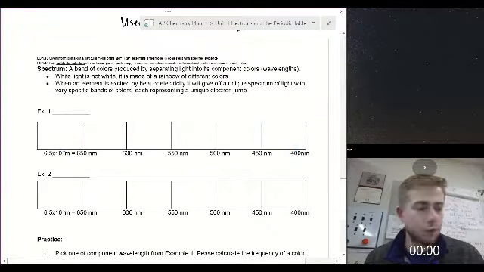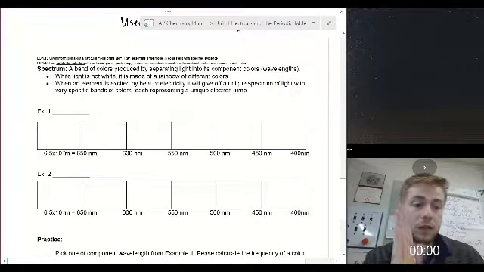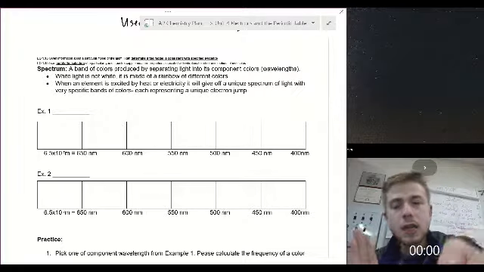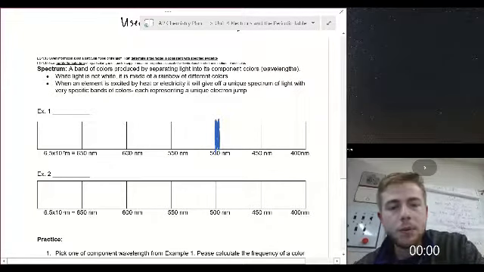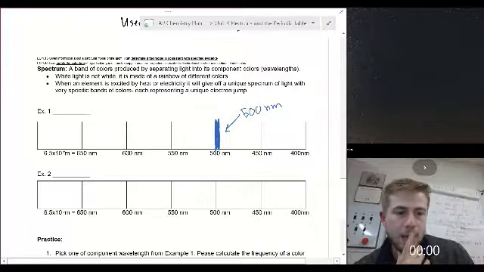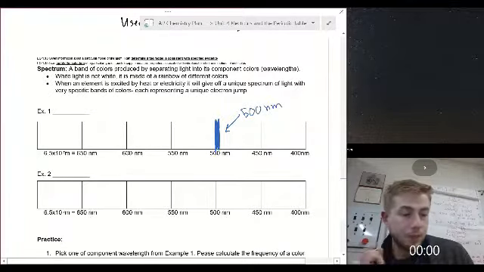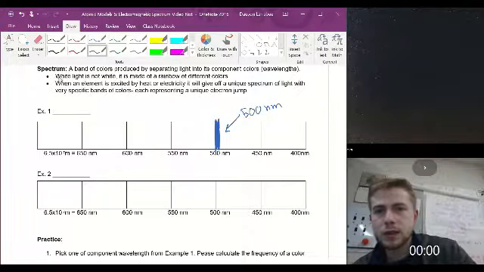spectrum. Okay, so for example, I saw a line at about 5, which means 500 nanometers. So I'm going to draw a blue line right here. Okay, and I'm going to label it 500 nanometers. Okay, 500 nanometers. I also saw a red line at about, I'll put colors here.